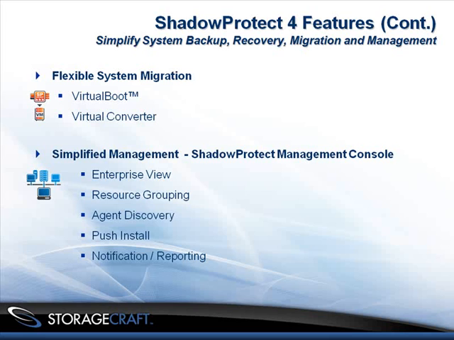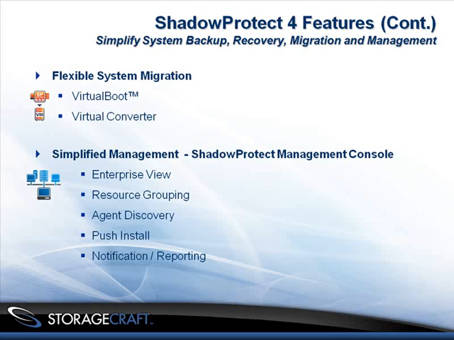Virtual Converter. This is a tool built within ShadowProtect 4.0. It allows you, again, to pick any one of those point-in-time images, whether it be a full or an incremental again, and convert that to a virtual disk file. We can convert to a Microsoft Hyper-V VHD file or a VMware VMDK file as well. Then you can go into that infrastructure, create a virtual machine, and point it to that hard drive, that virtual disk file.